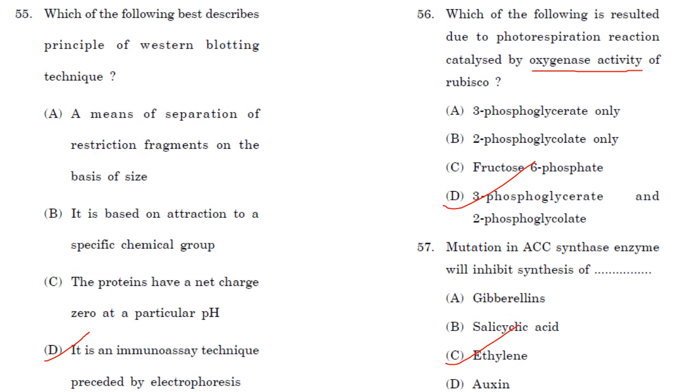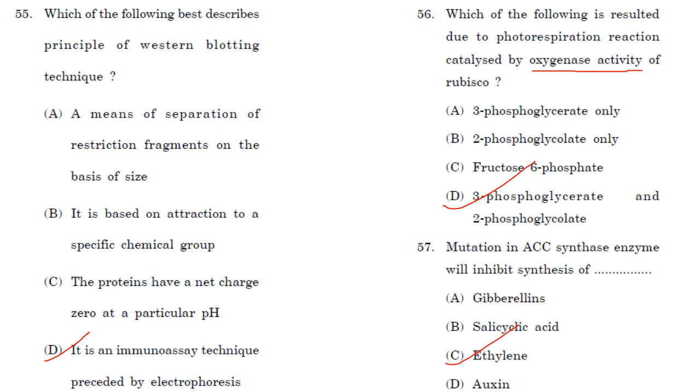It involves loading of the protein, then separation of proteins by molecular weight, then transferring to the membrane, then probing with antibodies. Only the protein to be studied can be specifically bound by this particular primary antibody. Then the primary antibody treated membrane is treated with secondary antibody. The secondary antibody will bind to the primary antibody and indicate the location of the primary antibody as well as the location of the protein being studied. So it is an immunoassay technique preceded by electrophoresis. Answer is D.